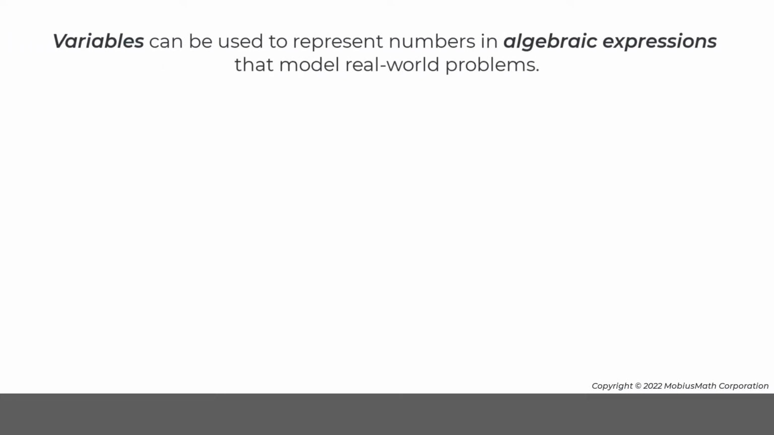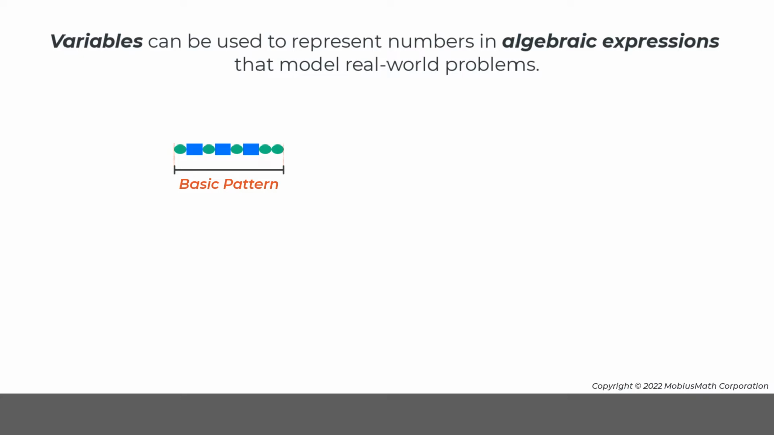Variables can be used to represent numbers in algebraic expressions that model real-world problems. For example, a basic pattern of 3 blue beads and 5 green beads is used to make a bracelet. The bracelet is made by repeating a basic pattern of blue and green beads 4 times.